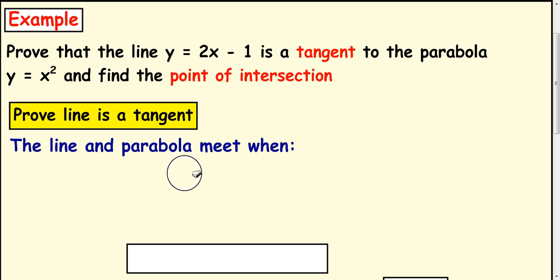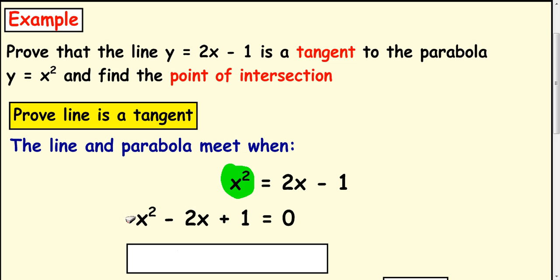Now I tend to always write the x squared part on the left hand side. I usually like x squared to be positive. It doesn't mean you can't deal with them as negative, but it's easier when they're positive. So if you write that first, then you take everything over to the side of the x squared, and it's much easier to deal with. Because we've got a quadratic equation here, and the way to solve it is to get everything over to one side and let it equal 0. So the line and parabola meet when x squared minus 2x plus 1 is equal to 0.